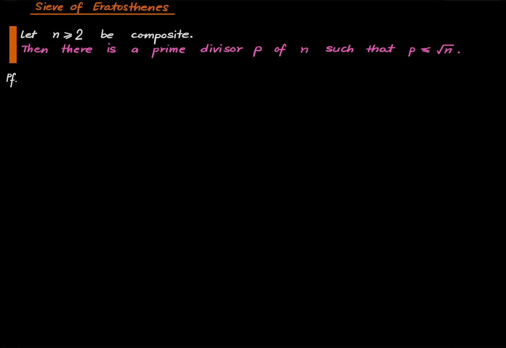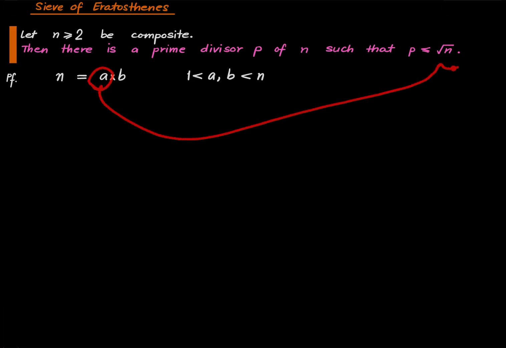And the reason is very simple. Since n is composite, we can write n as a times b, where both of them are in this range. Right? Immediately by the definition of composite numbers. Okay. And now let me just say it. If both a and b were strictly greater than root n, then their product would be strictly greater than n. But since the product is equal to n, that would be a contradiction. So not both of them can be strictly greater than root n. Therefore, at least one of them is at most root n.